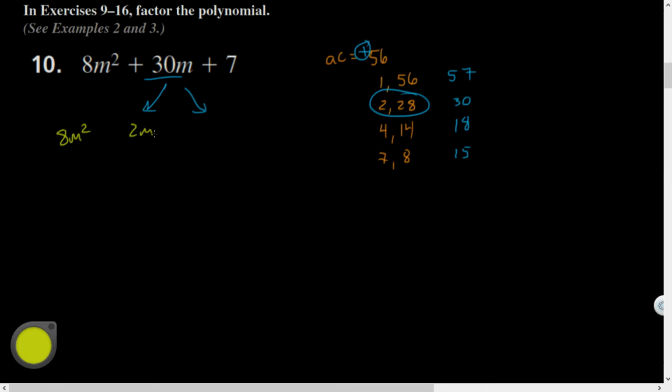Since these are like terms, they've still got to be in terms of m. And 28m, and then plus 7 still hanging out. Now I've got to figure out the signage for these. Now they multiply to be positive, okay? So that means my options are plus plus or minus minus. And they have to add to be positive 30.